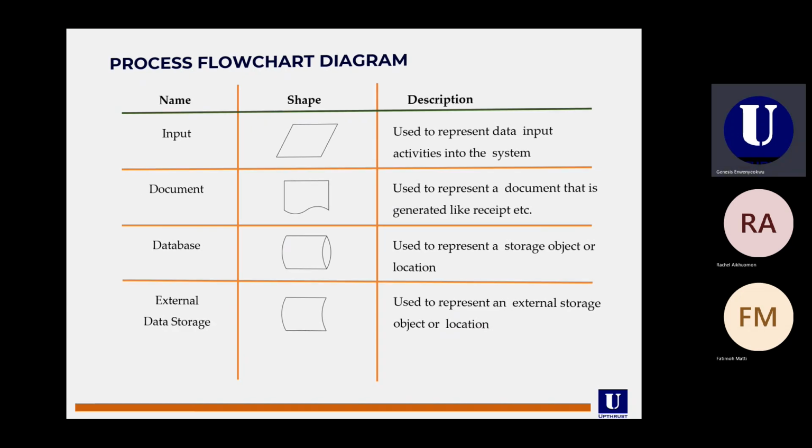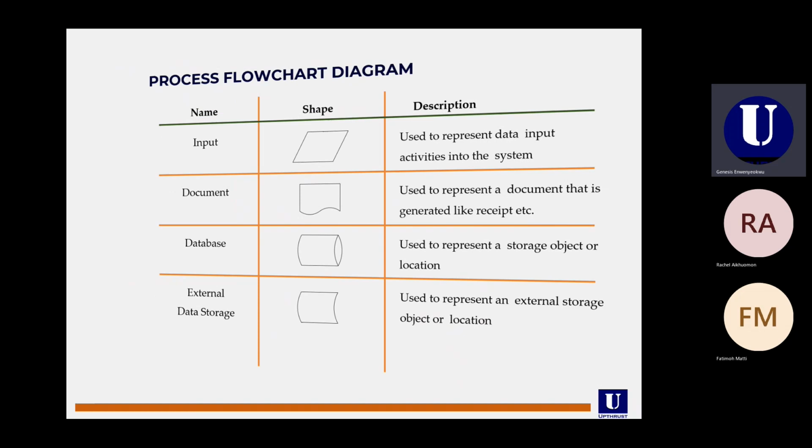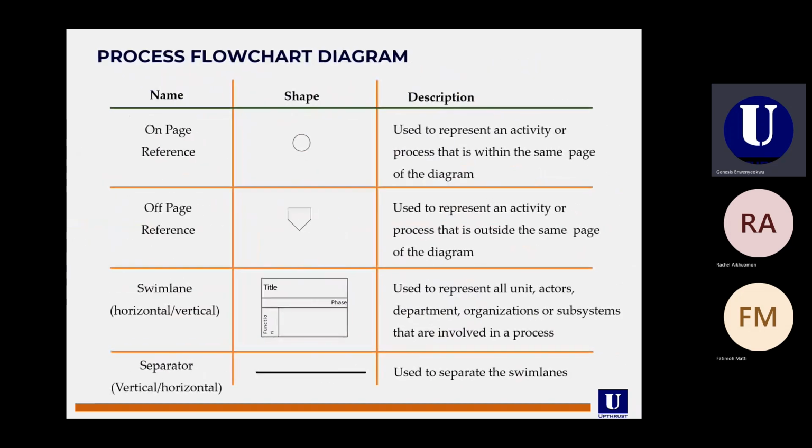And then we have our on-page reference and our off-page reference. On-page reference is used to reference a particular process that is within the same page of our diagram, and off-page is used to represent a particular process that is on another page that is not in our diagram. Then we have the horizontal swim lane and also the vertical swim lane. Then we have the horizontal and vertical separators for our swim lane.